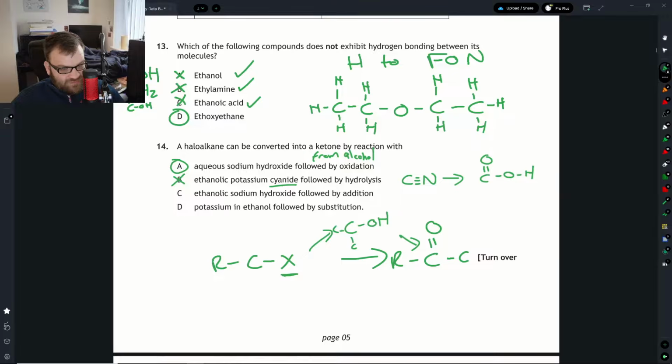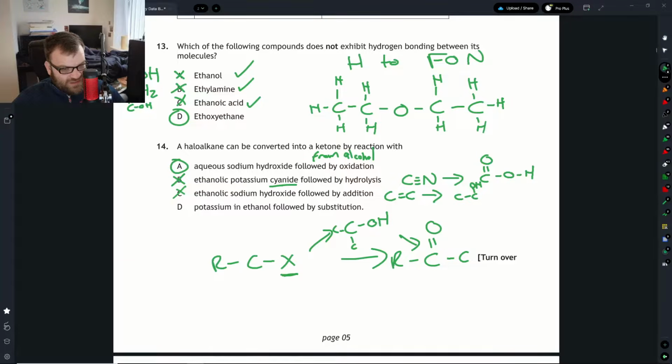Next up, we've got ethanol. If you're using ethanol as your solvent, that's likely to be an elimination. That would give you a carbon-carbon double bond. If you added on water, you could end up with your hydroxyl group for your alcohol, but I can't see how that would give you your ketone. I'm going to rule out that one for that reason.